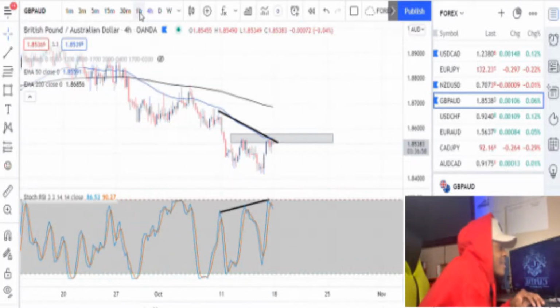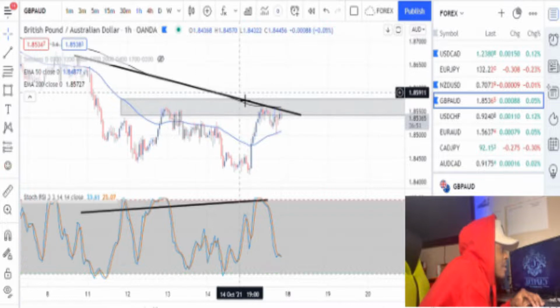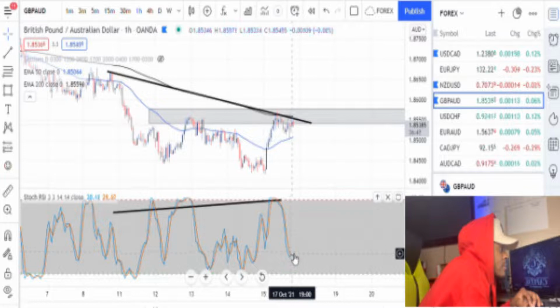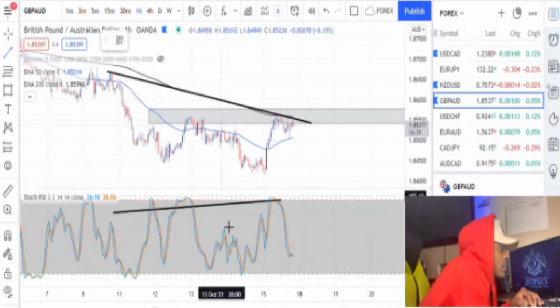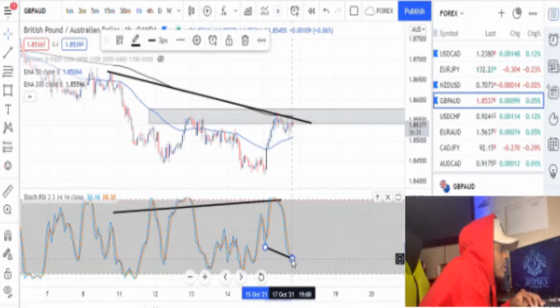First, let's look at everything else. Let's look at the 1 hour. Okay, 1 hour looking pretty decent. So here we have some divergence.